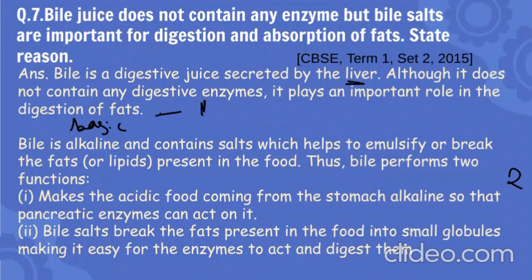Secondly, bile salts break the fats in the food into small globules, making it easy for the enzymes to act and digest. So bile is alkaline, plus it also has salts, so those salts will break the fats. Okay, fats will be broken by the salts into small globules so that enzymes can easily digest them. Okay, so that is how you will get your full 3 marks. 1 mark here, 1 mark here, and 1 mark and 2 mark here.